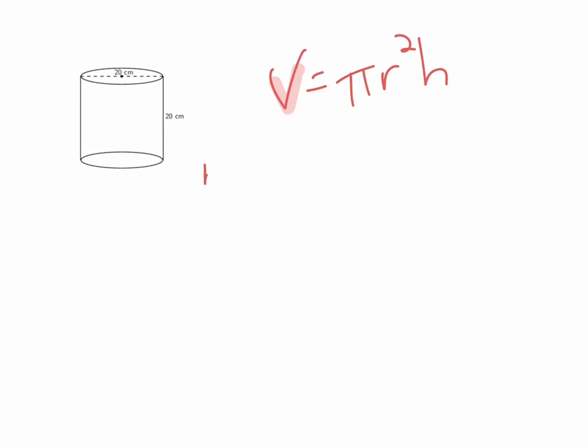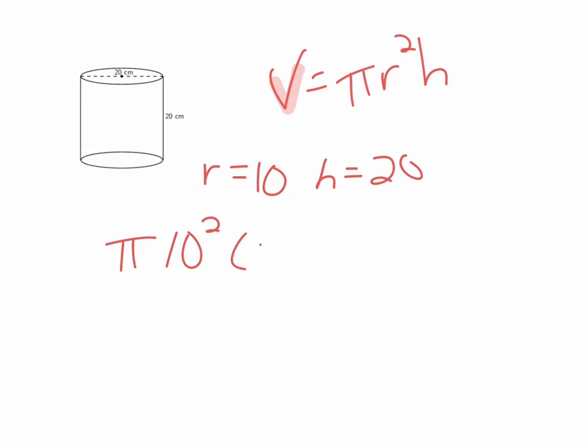So first of all, let's identify what my radius, or my r, is. If you look at the picture, all the way across is 20 centimeters. But we only need halfway across to get the radius, so halfway across would be 10, because 20 divided by 2 is 10. Okay, and then we have the height of the cylinder, which is 20. And then all we have to do is plug in. So I get pi times radius squared, so 10 squared, times 20. So pi times 100 times 20.